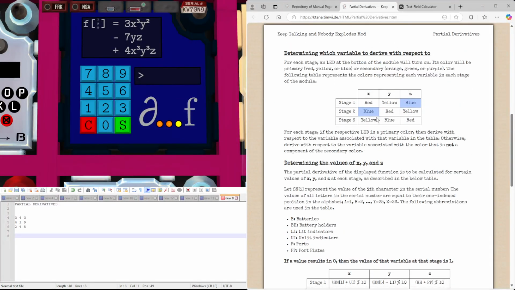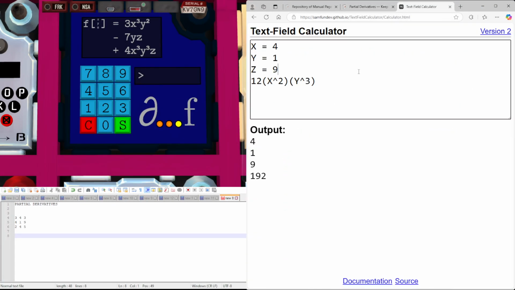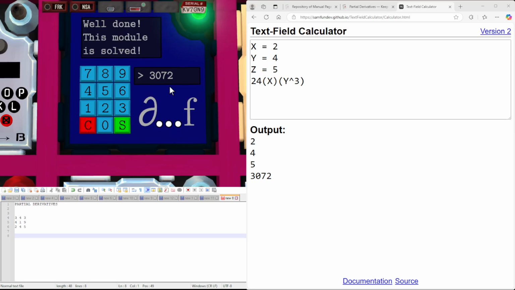Then we have yellow. So just with respect to x again. So I suppose 24. That becomes just x. So 2, 4, 5. 5, right? Yes. So hopefully. Okay.